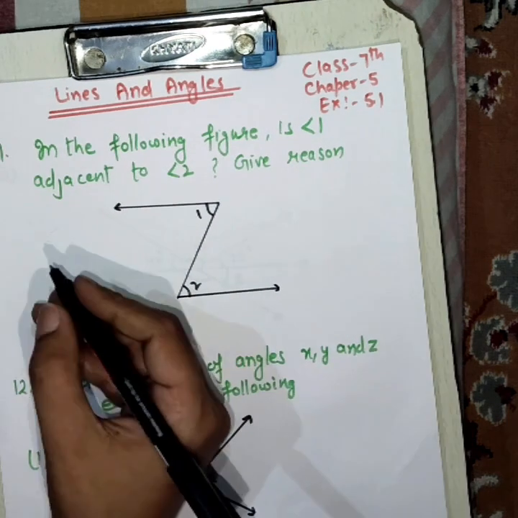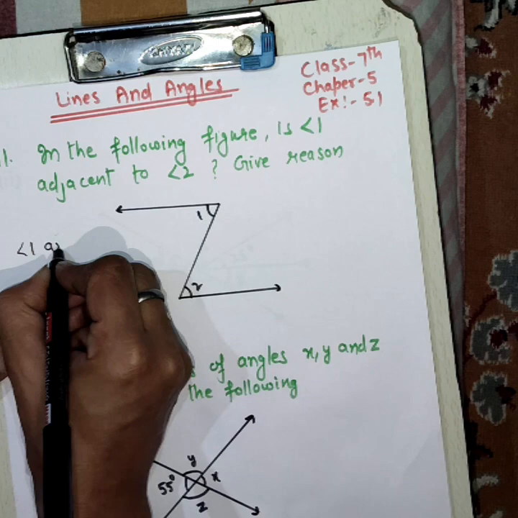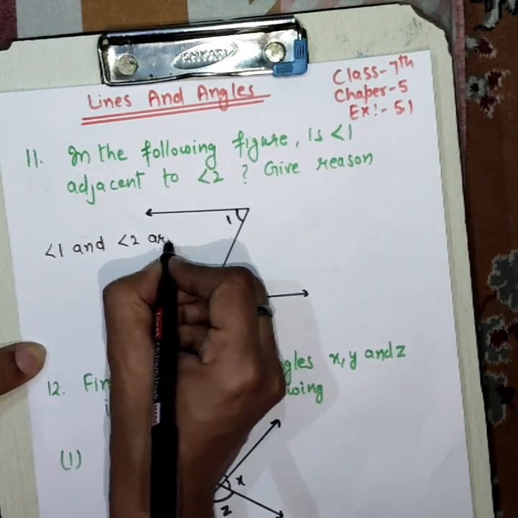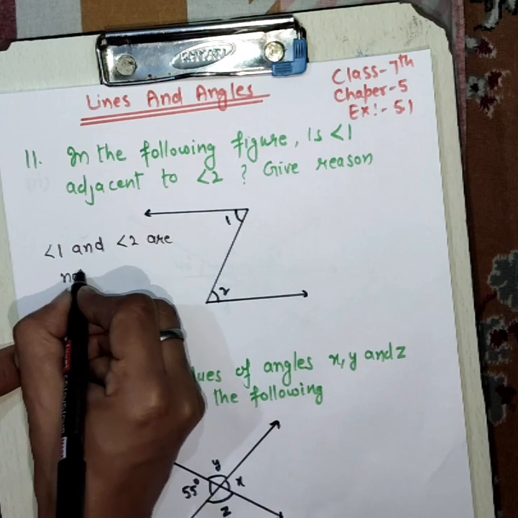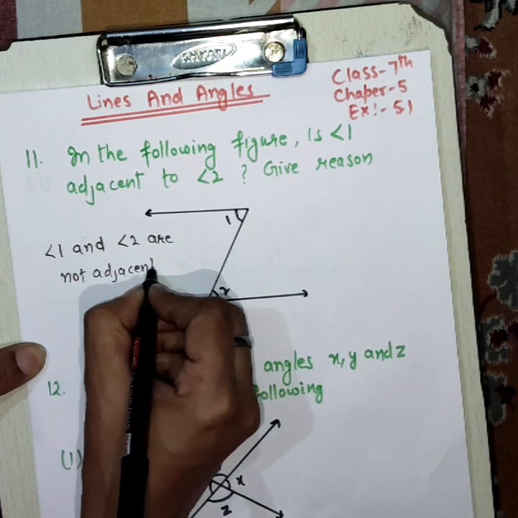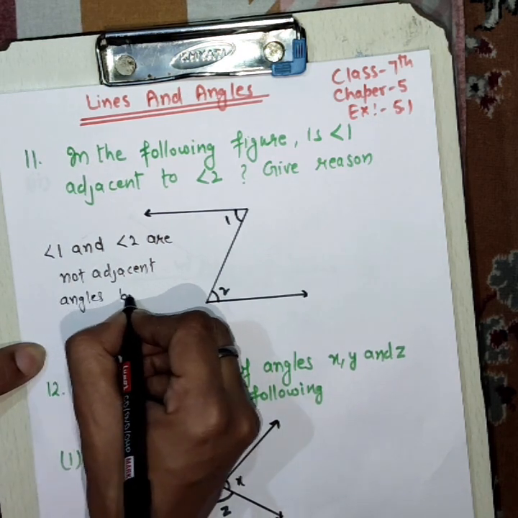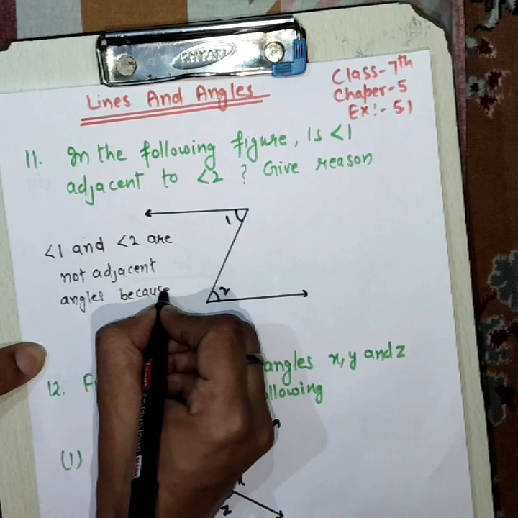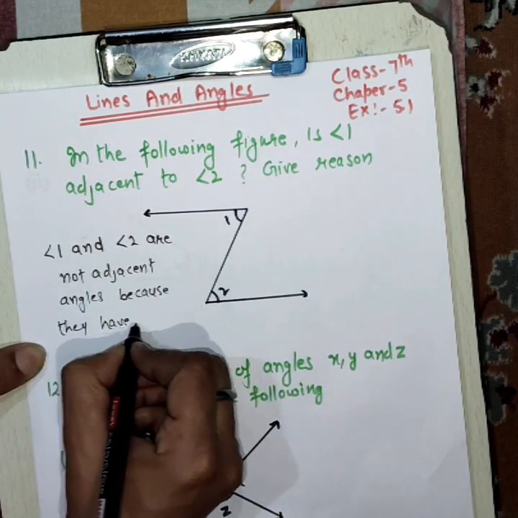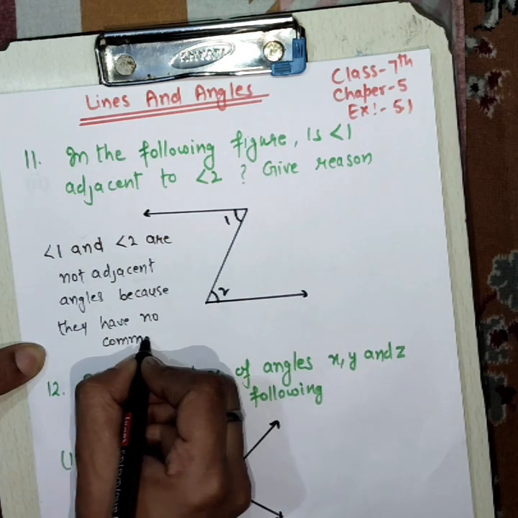We will write it as: angle 1 and angle 2 are not adjacent angles because they have no common vertex.